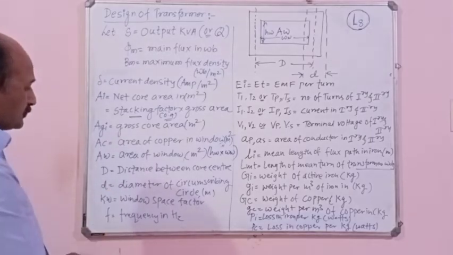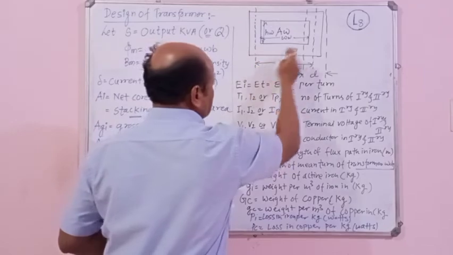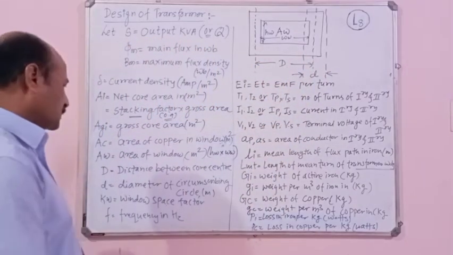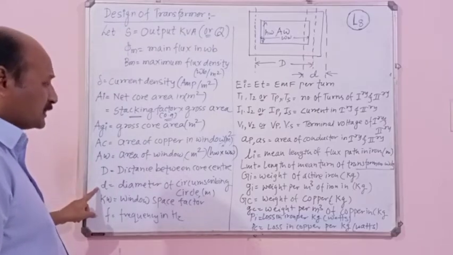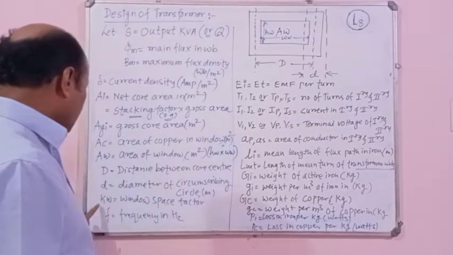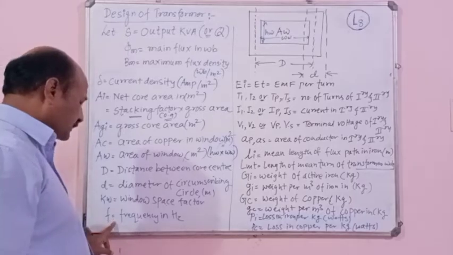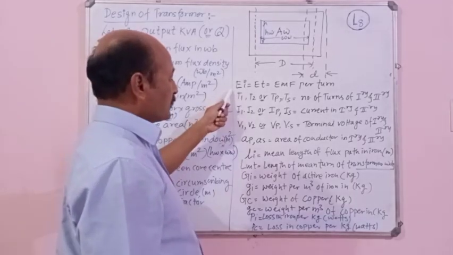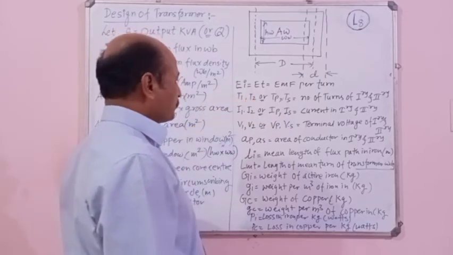D equals the distance between the core centers. So this one is the first core center, this one is the second core center, and the distance between the two core centers is nothing but the capital D. Then small d equals the diameter of the circumscribing circle. Kw equals the window space factor. F equals frequency in hertz. Et or Ei is nothing but the EMF per turn.